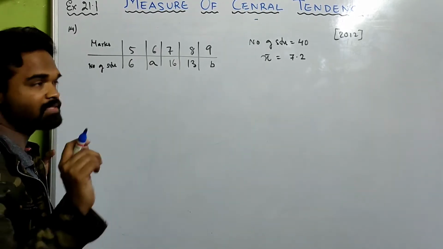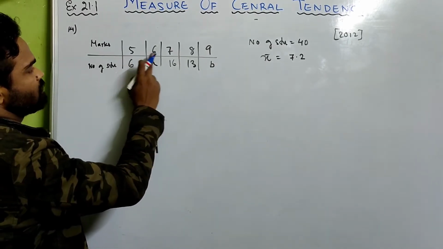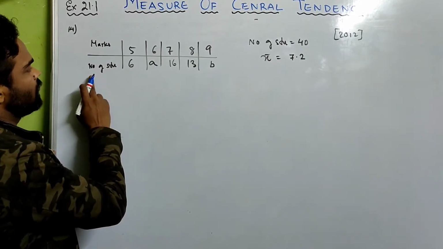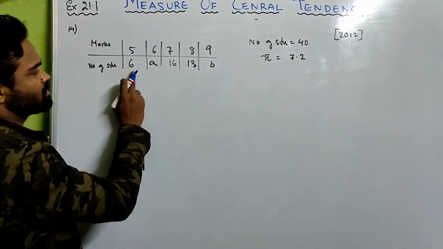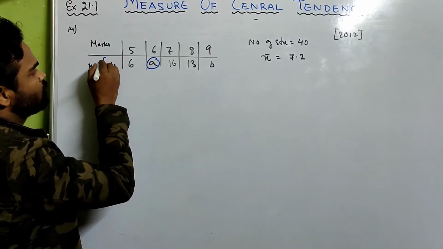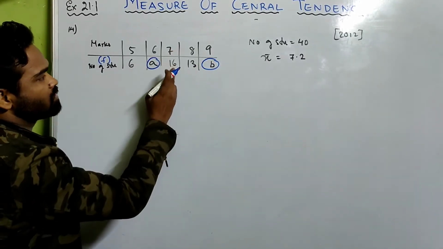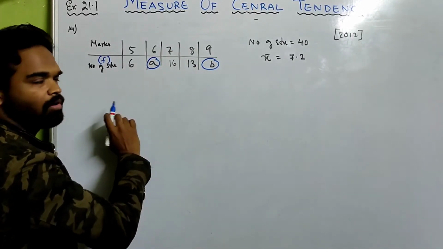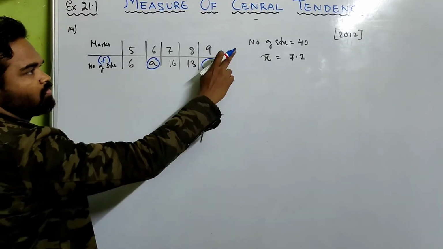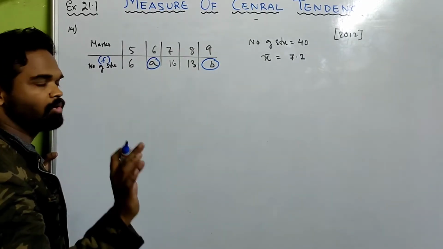Now look at this sum. This came in 2012. The marks of the students are given as 5, 6, 7, 8, 9. There are total 40 students. Number of students who got 5 marks is 6. 6 marks is A. So number of students is frequency. So 2 of the frequencies are missing over here. 7 marks, 16 students got, 8 marks, 13 students got, and 9 marks we don't know. We need to find the value of A and B. Number of students is given as 40 and the mean is given as 7.2.